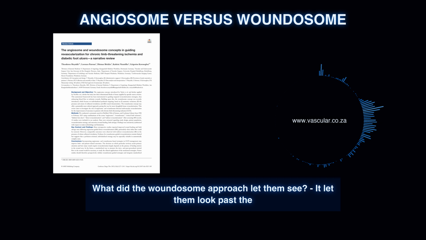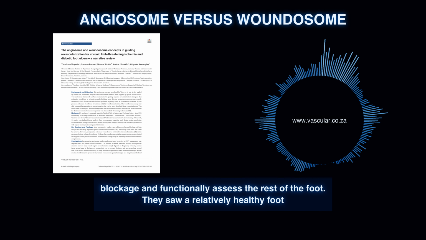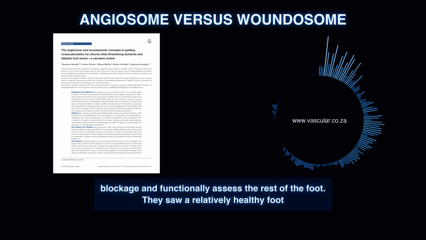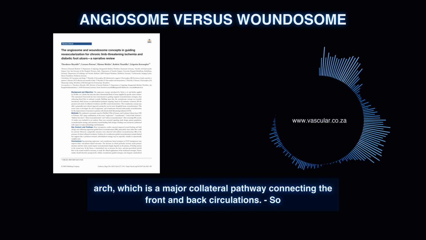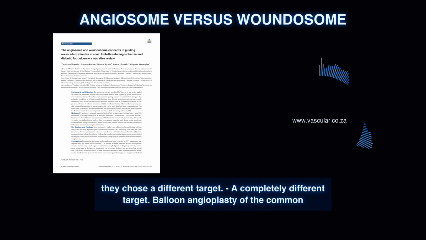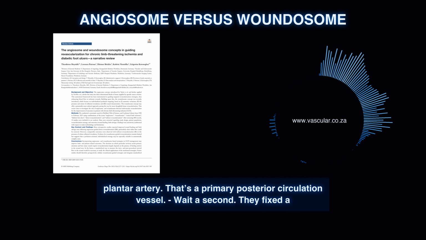What did the Woundosome approach let them see? It let them look past the blockage and functionally assess the rest of the foot. They saw a relatively healthy foot arch, which is a major collateral pathway connecting the front and back circulations. So they chose a different target. A completely different target. Balloon angioplasty of the common plantar artery, that's a primary posterior circulation vessel.